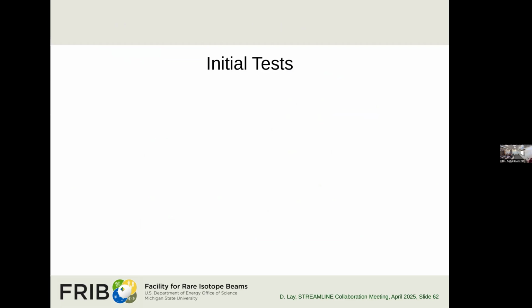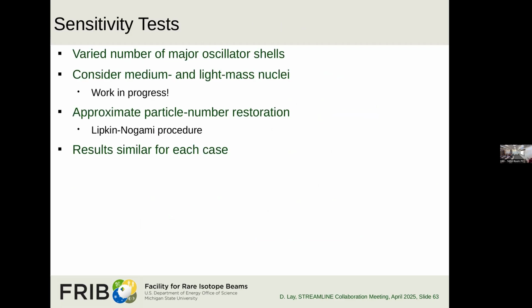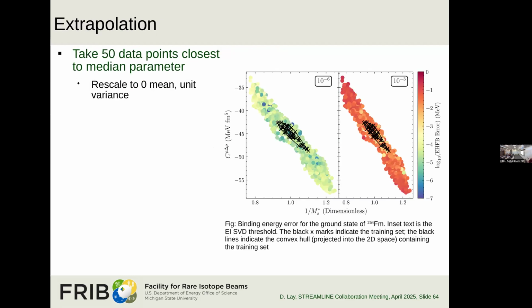So we've applied this approach in a number of tests, and essentially the results are pretty similar for the different tests. We've looked at varying the number of major oscillator shells. We're looking at medium and light mass nuclei. The results I was showing before were for fermium-254. We've looked at the actinide region as well. We've done this working with approximate particle number restoration, and the results are all pretty similar. I'm not going to go through all or really any of those cases because it's just showing a plot that's the same every time.